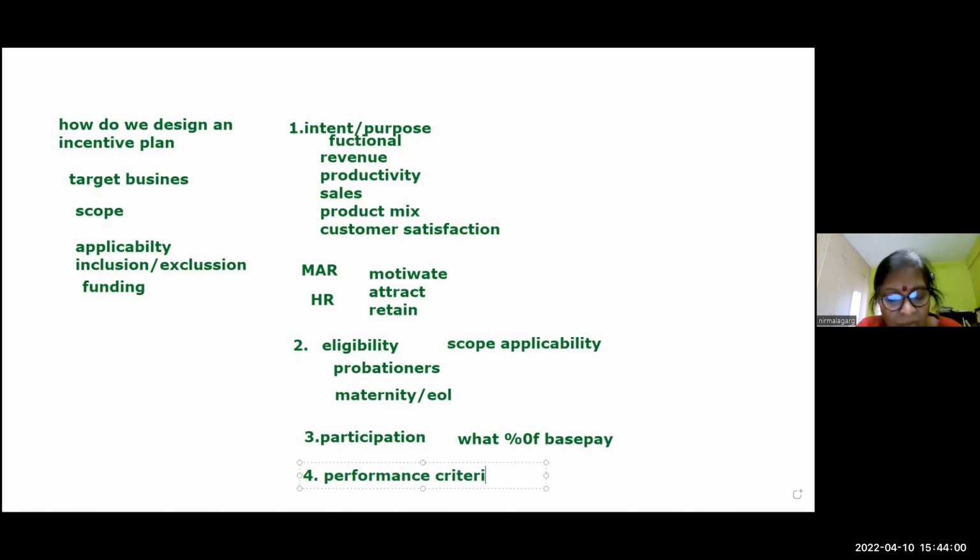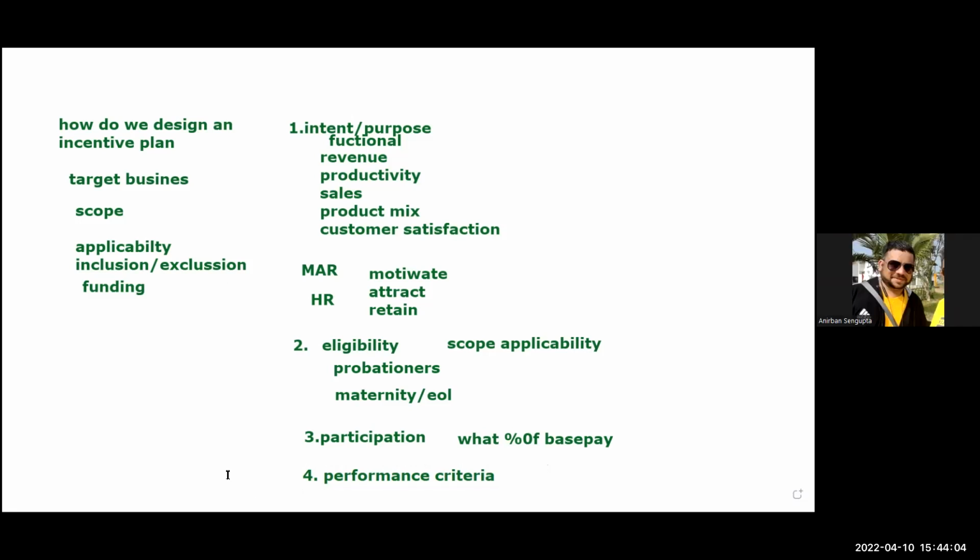Where do we go wrong? When we don't establish performance measurement criteria. Everything goes well, but when it comes to performance criteria, it is not clearly written down, so people don't have trust in the incentive plans. So performance criteria is very, very important.